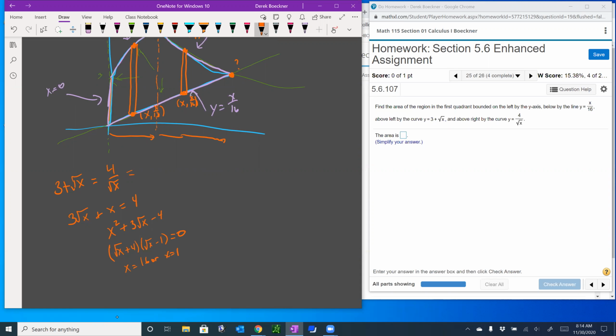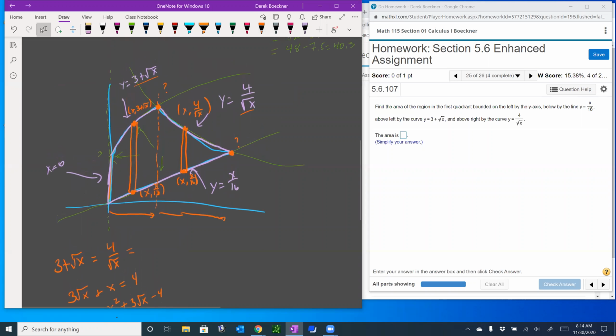Yeah, I guess this thing, if I go far enough out, this thing will still be there. There'll be a point out here at 16, but I don't want that one. I want the one that's here at 1. So that's at 1, 4, right? Put 1 into here, you get 4. You put 1 into here, you get 4. So we've got 1, 4 is there.